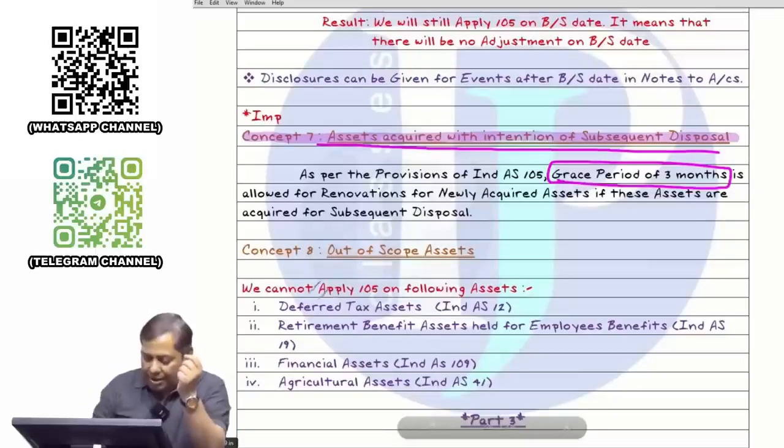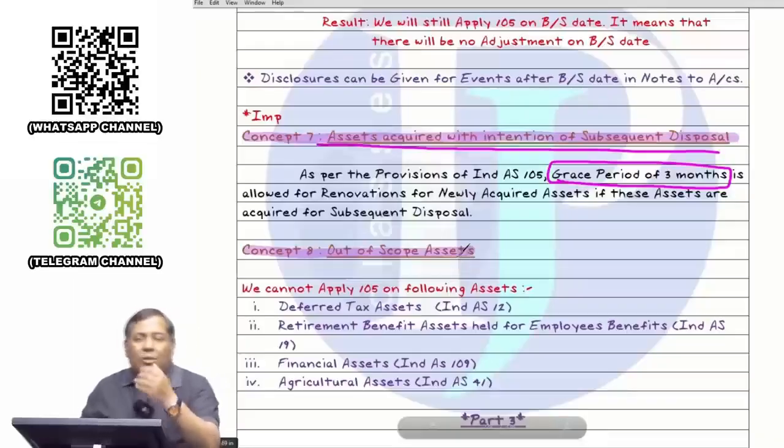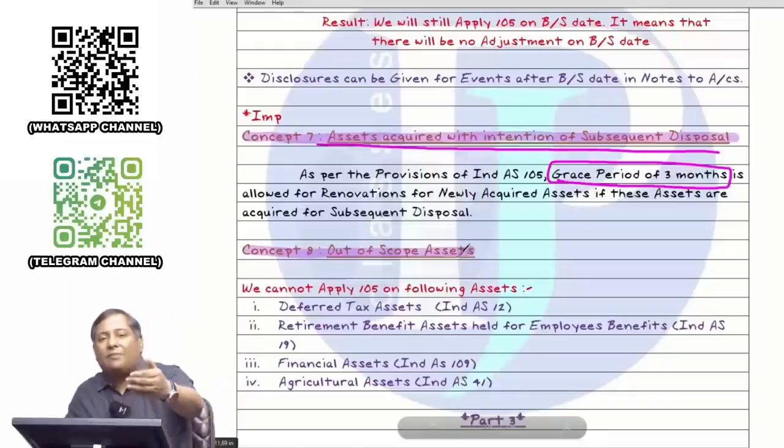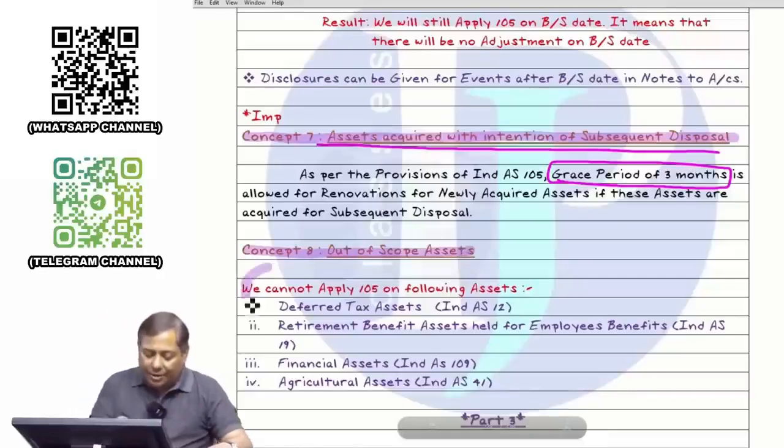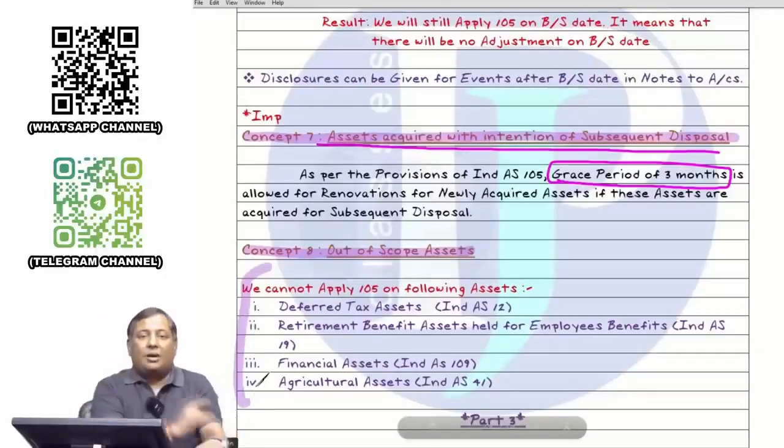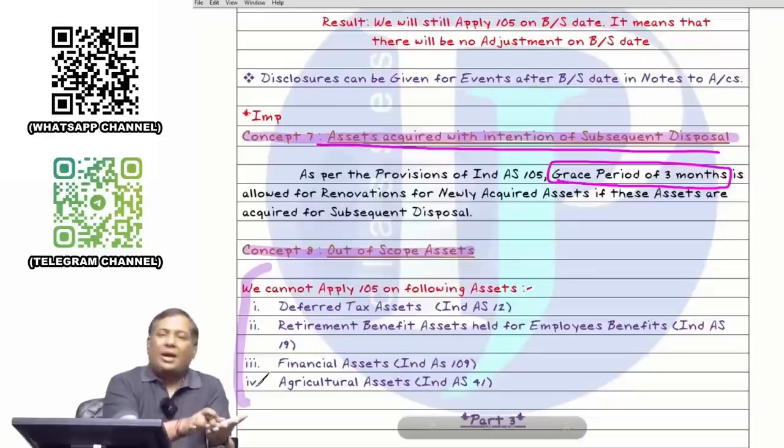Then I taught you concept number 8, out of scope. What does out of scope mean? There is a list of assets which are not included in 105. So students, you all have to remember this. Did you understand my point? What is scope? What is out of scope? What is the definition? You have to learn all of this, okay students?